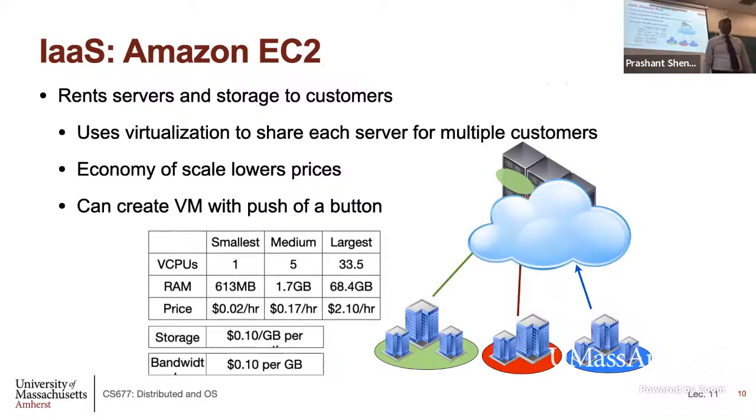Okay. Let's start with IaaS cloud. The example we are going to use is Amazon. Amazon has a very big cloud service. It has a specific one for IaaS cloud, which is called Elastic Compute Cloud, or EC2. So that's where you go and you essentially get a virtual machine.